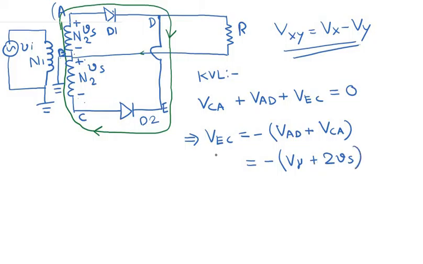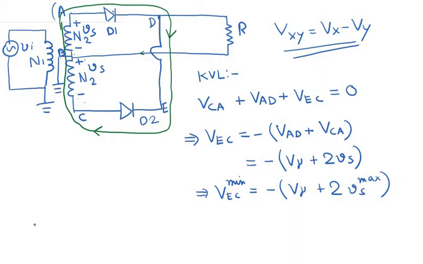Now VEC is basically the voltage across this diode D2. Okay, so when is VEC minimum? VEC is minimum when Vs is basically maximum. So when Vs is maximum, then VEC would be minimum. So VEC min equals minus V gamma plus 2 Vs max. So this is the maximum reverse bias voltage or the negative voltage that this diode D2 has to endure.